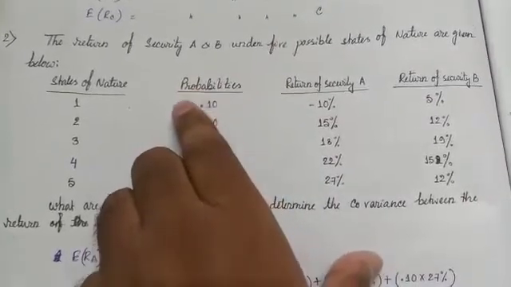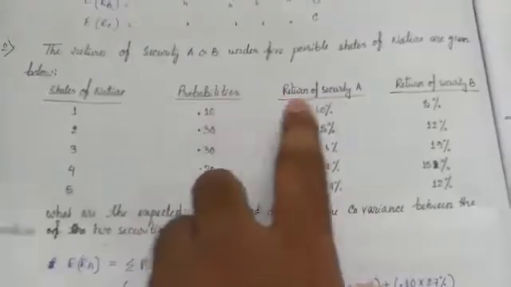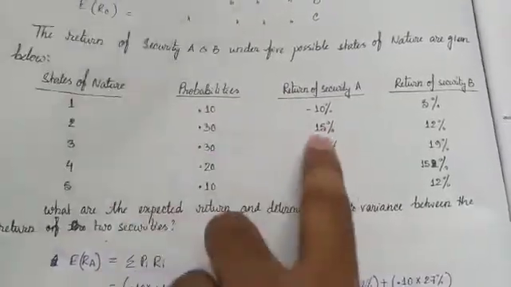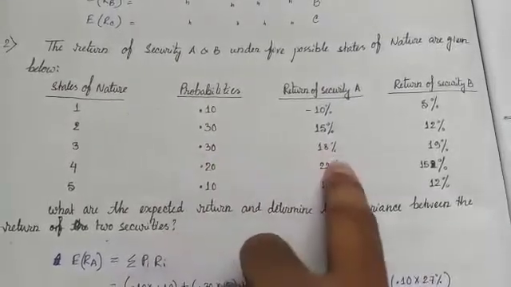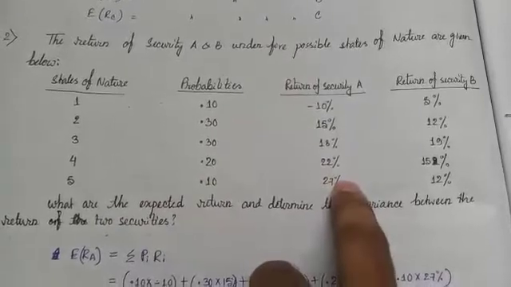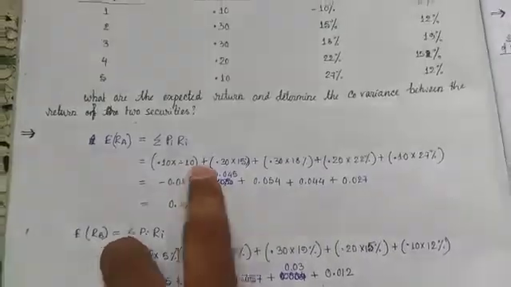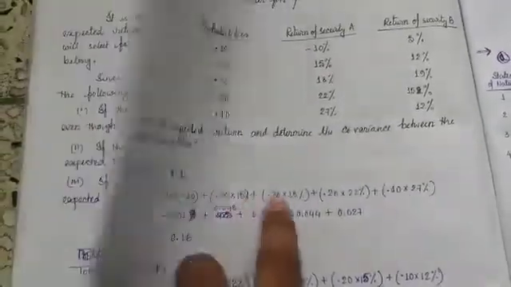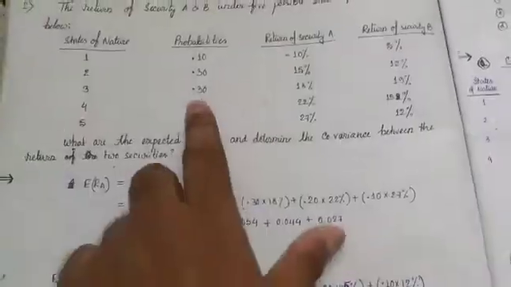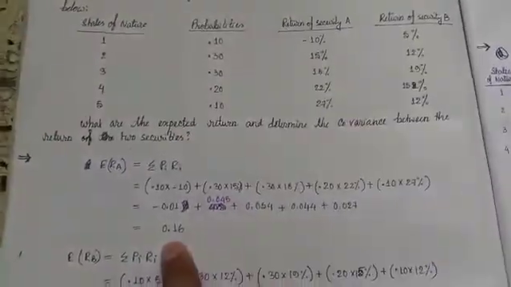This will be the summation of Pi into Ri. That means 0.10 into minus 10%, 0.30 into 15%, 0.30 into 18%, 0.20 into 22%, 0.10 into 27%. Now, the expected return from security A is 0.10 into minus 10% plus 0.30 into 15% plus 0.30 into 18% plus 0.20 into 22% plus 0.10 into 27%, and it comes to 0.16 or 16%.